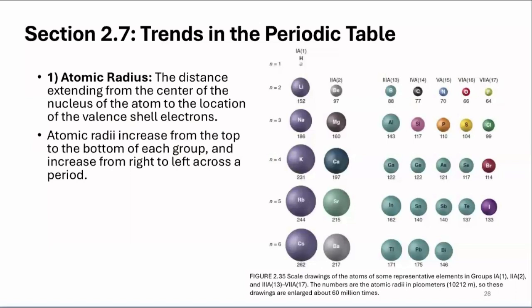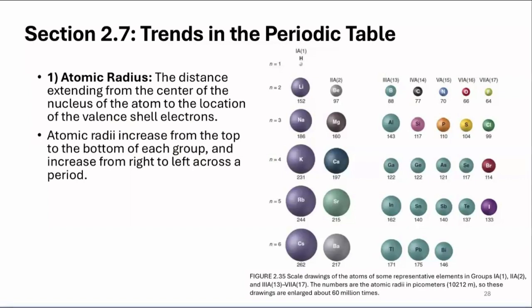Let's now look at trends in the periodic table. As we have observed, there's a lot of information that we have in the periodic table. And even though there's many trends in the periodic table, there's only two that we're going to study as part of this course, starting with atomic radius. The atomic radius is the distance extending from the center of the nucleus of the atom to the location of the valence shell of electrons.